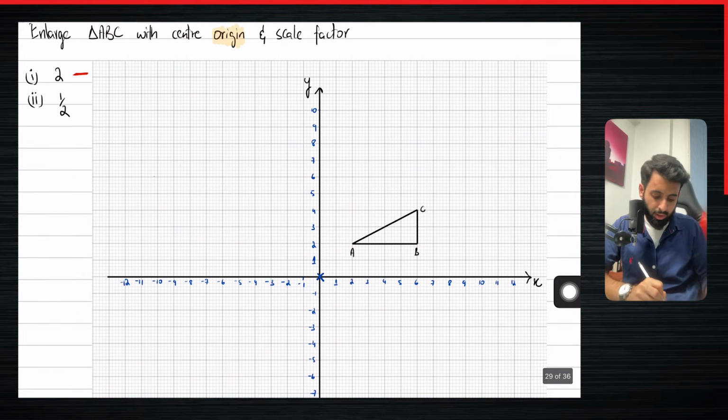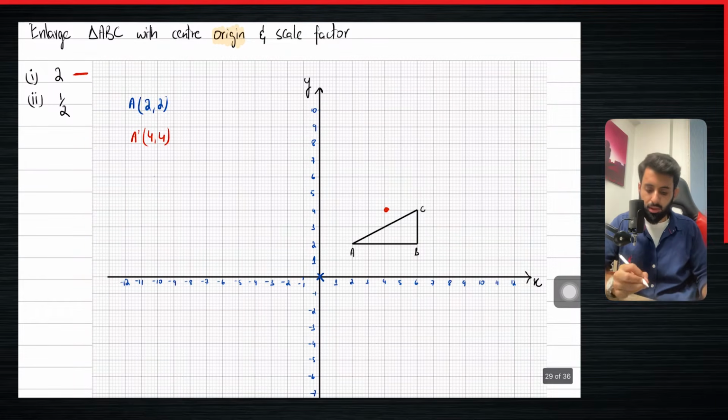So where do we find A prime? We find it over here. And if you look at it closely, you might already have guessed the shortcut: you don't really need to do all the hard work. If you look at the coordinates of A, they are (2, 2), and the coordinates of A prime are (4, 4). That's no coincidence. They're just multiplied by the scale factor. So the scale factor is 2.